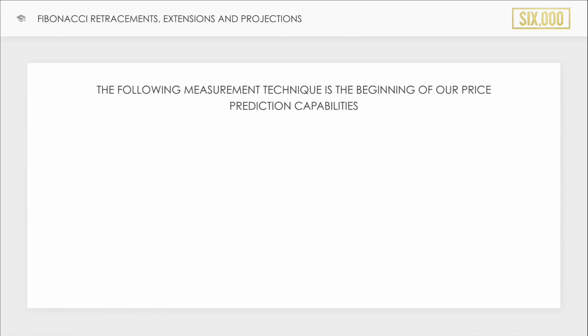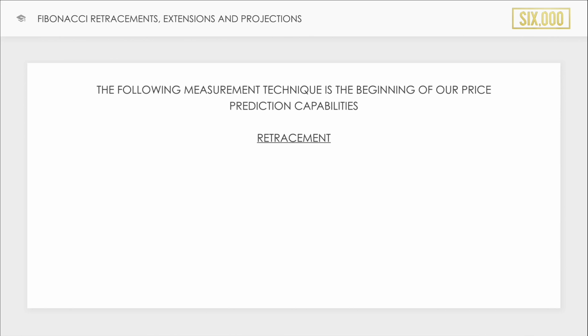The following measurement technique is the beginning of our price prediction capability. Fibonacci levels, if you didn't already know, and for most of you, you won't, are amongst the invisible levels of support and resistance in the market. The levels in which price bounces or breaks. So again, Fibonacci is used to identify key support and resistance levels in the market, levels in which price will reverse, or levels in which price will break through.